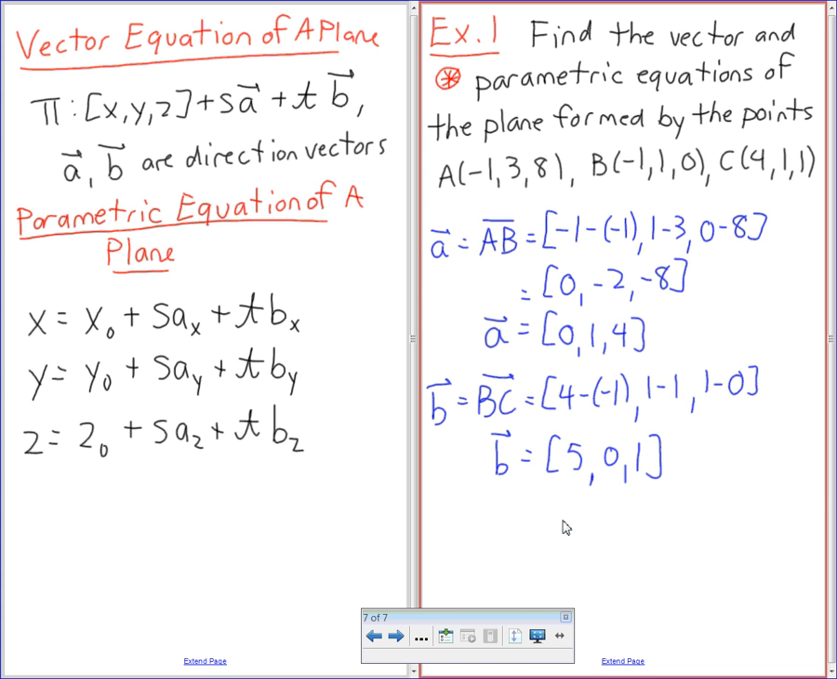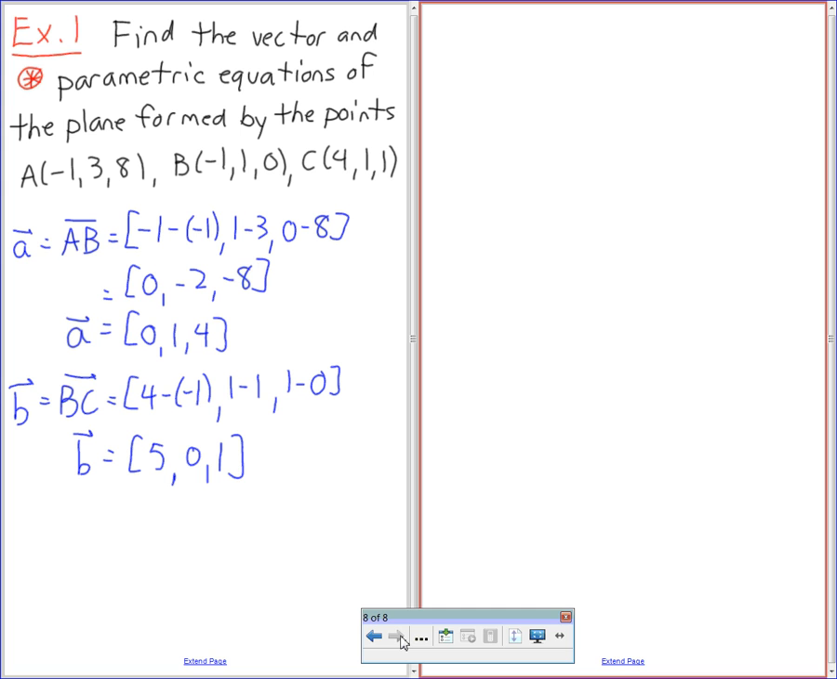So what I need is someone in the front row to pick their favorite point and then use that point to make a plane. C is your favorite point? Lovely. So if we use C as your favorite point, can you make a plane out of this then? r equals 4, 1, 1, plus s times 0, 1, 4, plus t times 5, 0, 1. Great.